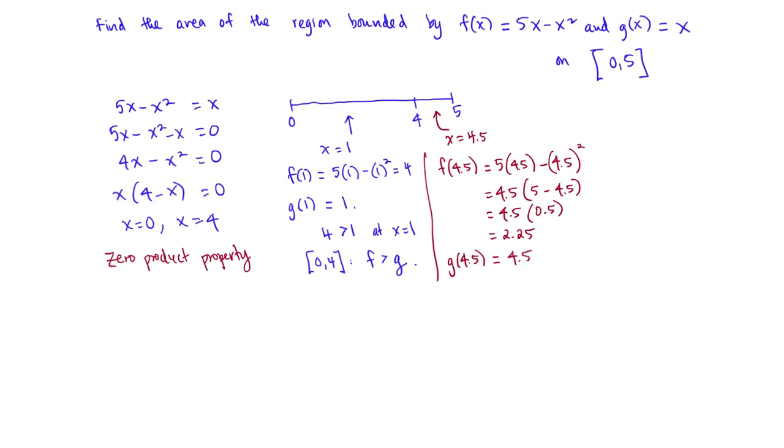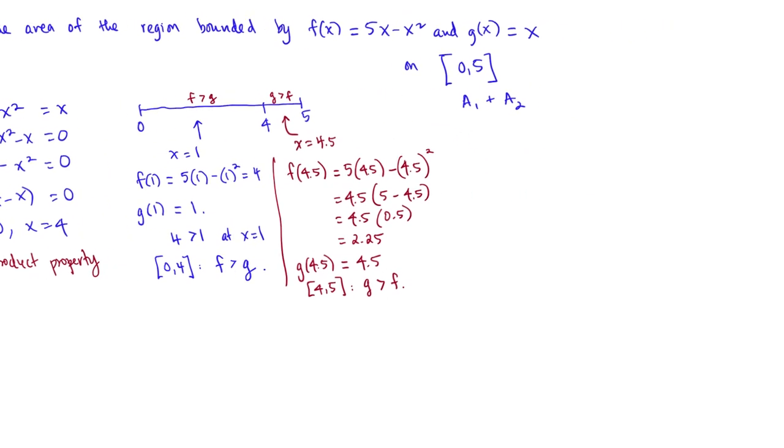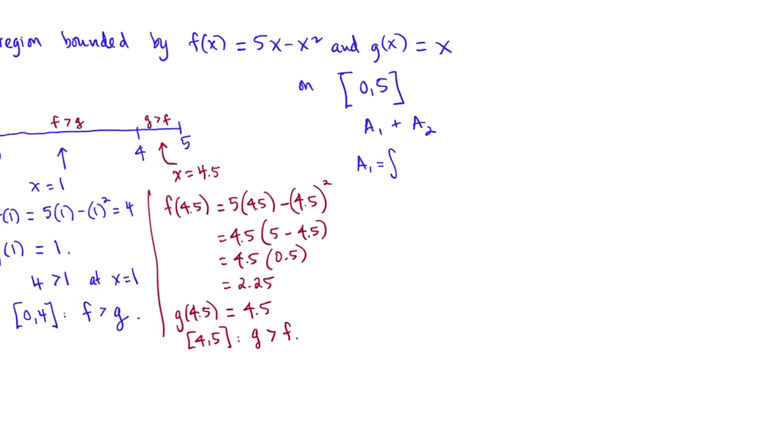4.5 is greater than 2.25, meaning g of 4.5 is greater than f of 4.5. So on the interval 4, 5, the function g is the upper curve. And so on each of these subintervals, we will set up the integral using the upper curve minus the lower curve. We will obtain two areas.